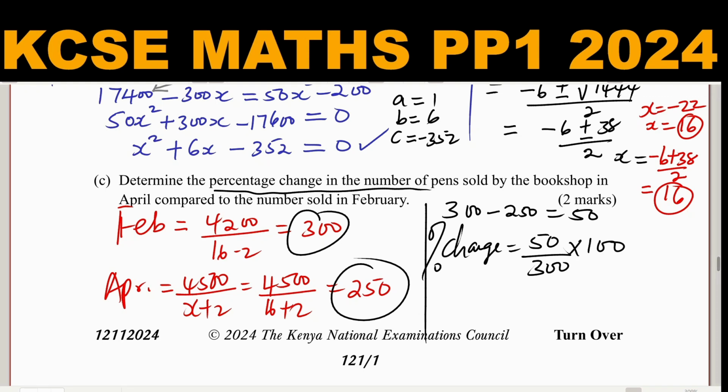Change divided by the original price. The original price in this case will be February. The original number of pens will be February, and then multiply by 100. So when you work it out using a calculator, it will give 16.67%.